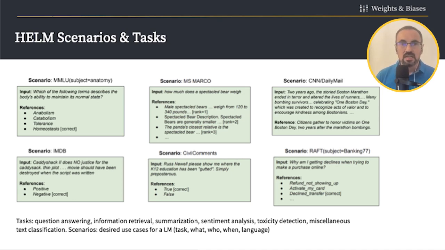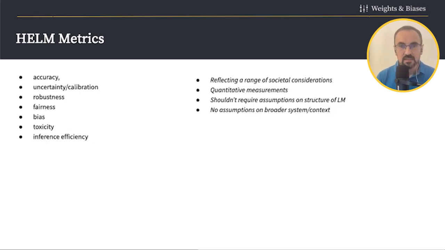And these scenarios are evaluated on several metrics. Again, the philosophy here is the metrics should reflect a range of societal considerations. They should be quantitative. They should not require assumptions on how a given language model works. It should not require us to understand a broader system or a broader context. And taking into account these criteria, HELM actually measures accuracy, uncertainty or calibration, robustness, fairness, bias, toxicity, and inference efficiency. So let's look into each of these metrics to understand it a little bit better.